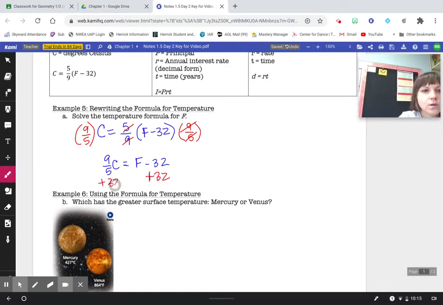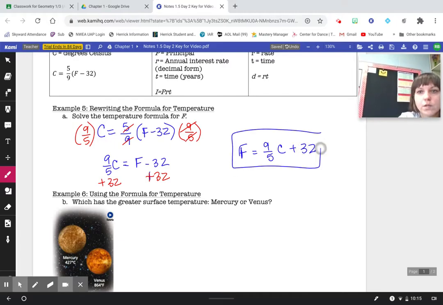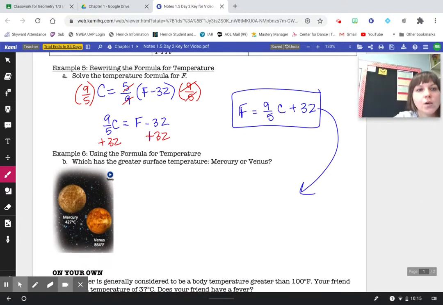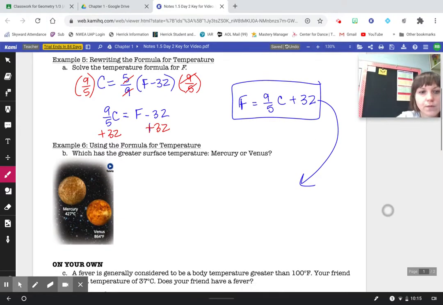And the Fahrenheit formula would be 9/5 times your Celsius amount plus 32. We're going to use that for our next problem. It says, for example 6, use the formula for temperature. Which has a greater surface temperature, Mercury or Venus?